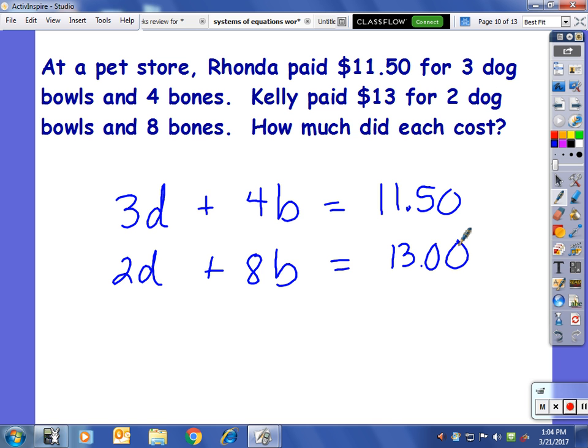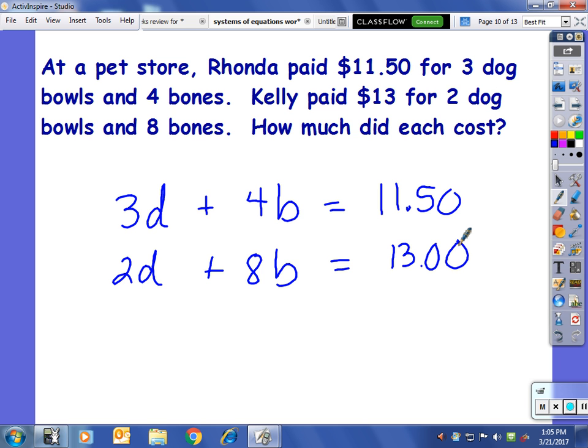Okay, so this is a different situation. Now you're going to get a decimal answer for one of these because guess what we're solving for? We're finding the cost. It's not going to be a nice whole number, but that's no big deal. You've got calculators to help you with the equations. How can we make something cancel though? There's more than one way. There's lots of things we could do.